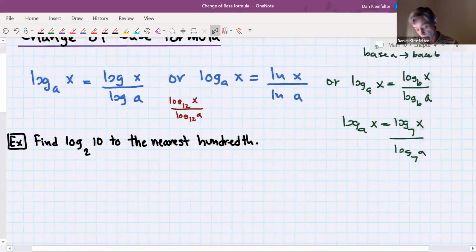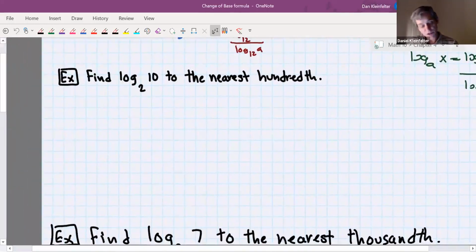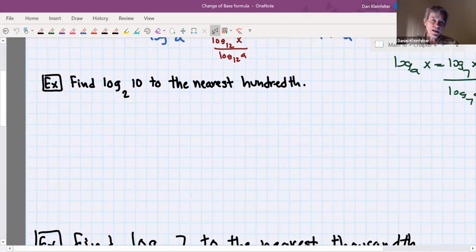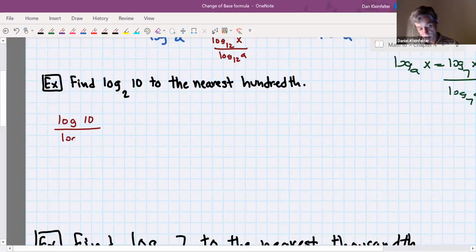Okay, so let's try it. So let's say that we want the base 2 log of 10, and we want to round this to the nearest 100th. So let me use the common log one first. So this would be log 10 over log 2. Okay, so let me go to my calculator, calculate that. Log 10 divided by log 2. Well, log 10, you know what that is. That's 1, right? But let's see what log 2 is.